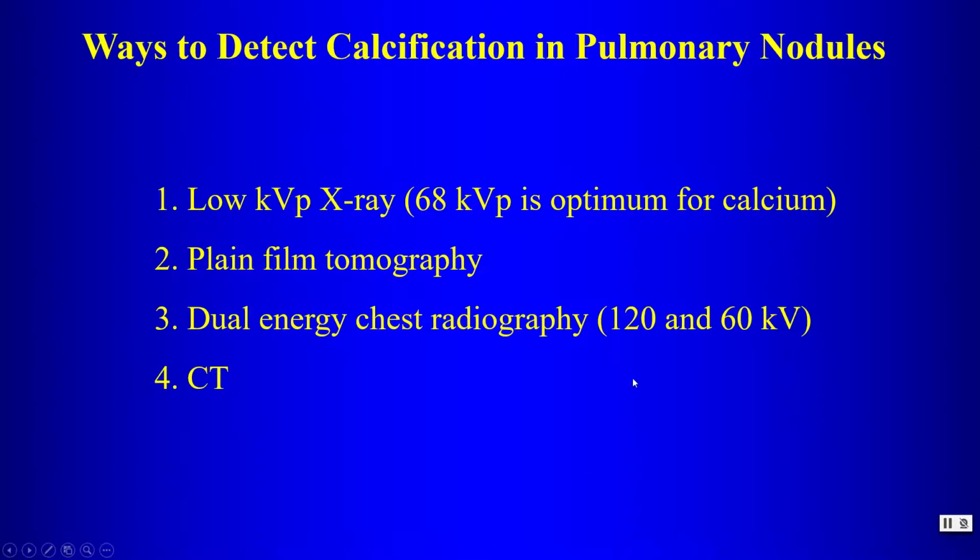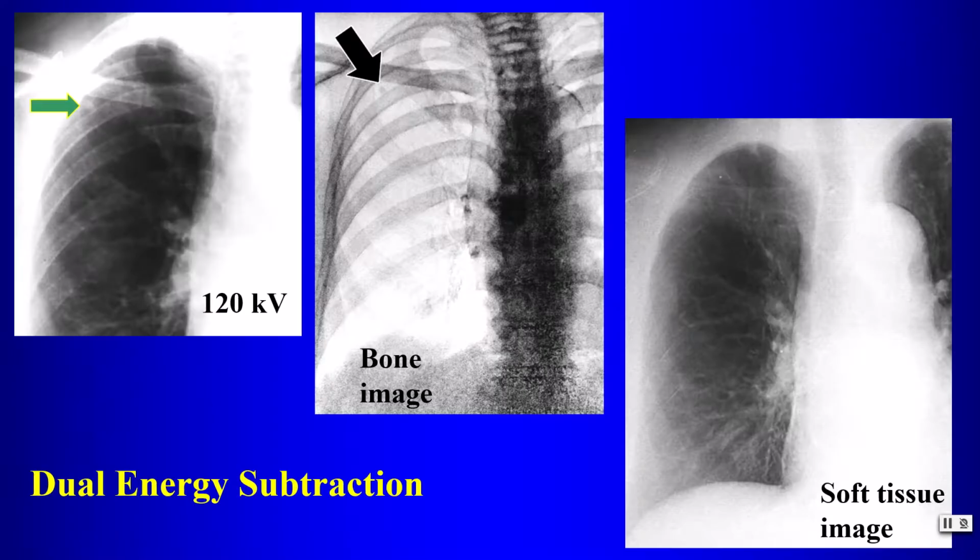Now, how can we detect calcification in pulmonary nodules? Low kVp chest x-ray. The lower the kVp, the better it is for detecting calcium. So near the K edge of calcium, about 68 kVp technique is good technique for detecting calcium. Plain film tomography, which is not done anymore. Dual energy chest radiography, some places do this, and this can be helpful for detecting calcification. And of course, CT is also the best way, as far as we're concerned, for finding calcification.